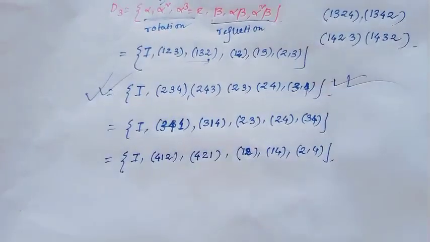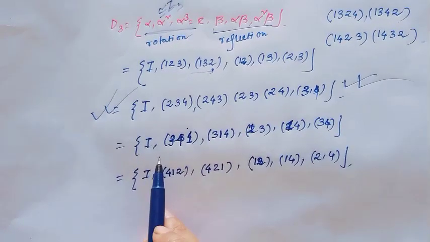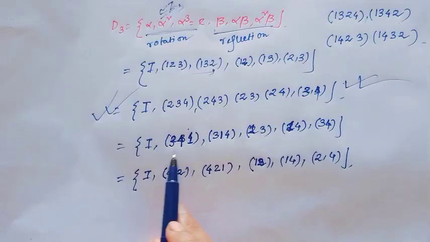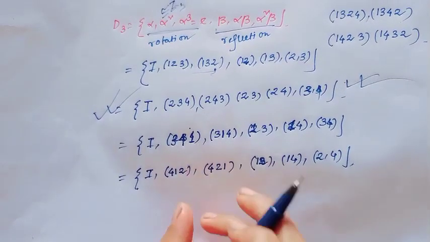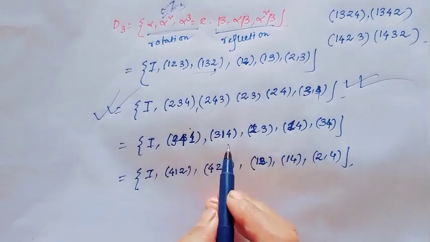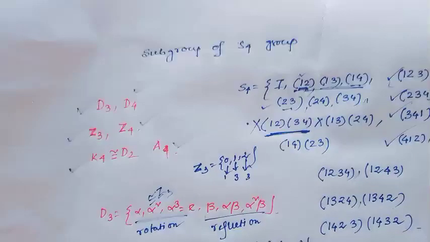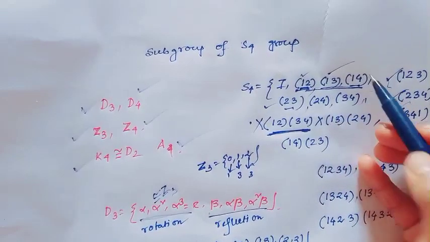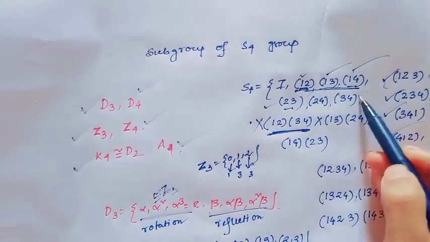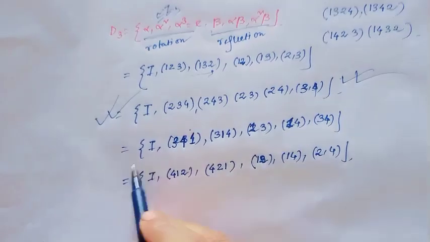This would be another subgroup of D3, and another subgroup of D3 would be such type: identity, (3 4 1). Here the inverse of (3 4 1) is obviously (3 1 4). Since the element 2 is fixed in the 3 cycle, we cannot choose such type of 2 cycle in which the element 2 is contained. So obviously we can choose (1 3), (1 4), (3 4). This would be another subgroup of D3.